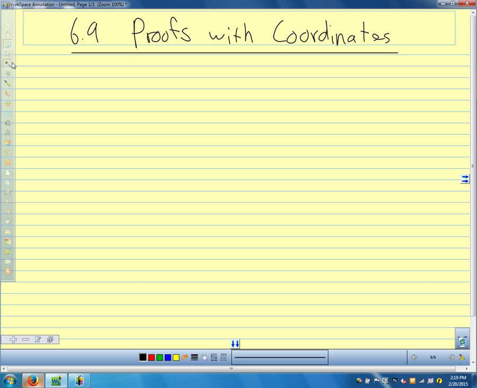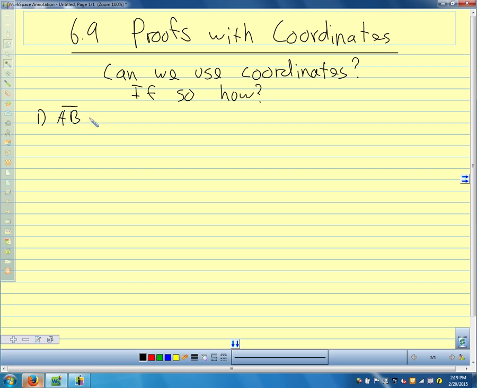can we use coordinates, and if so, how? So I have 6 questions. And each of these is separate, so they're not about the same thing.